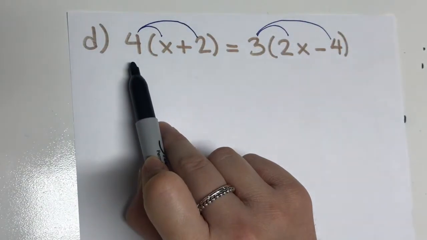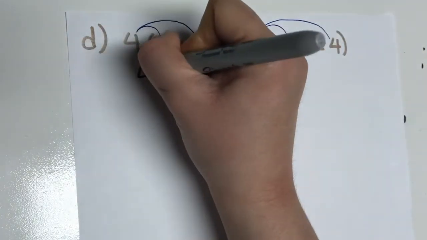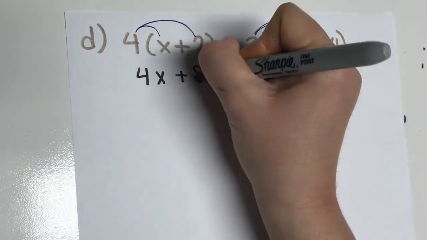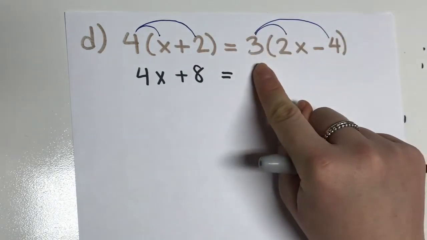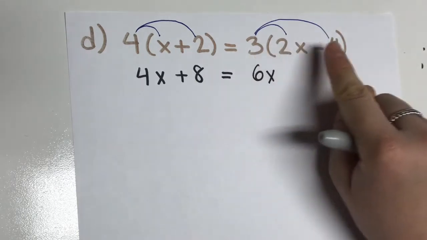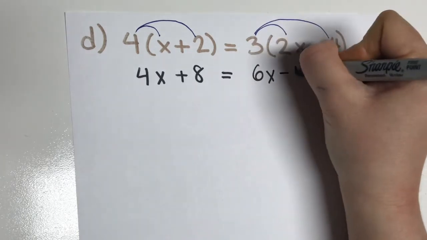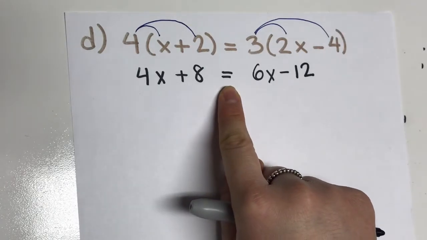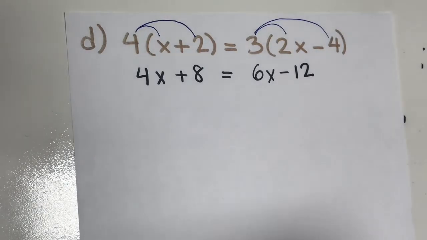So 4 times x gives me 4x. 4 times 2 gives me 8. 3 times 2x gives me 6x. And 3 times negative 4 gives me negative 12. Notice that there's a single equal sign and it's in the middle here. I'm not putting extra equal signs anywhere else. We can only have one equal sign for every line of math.